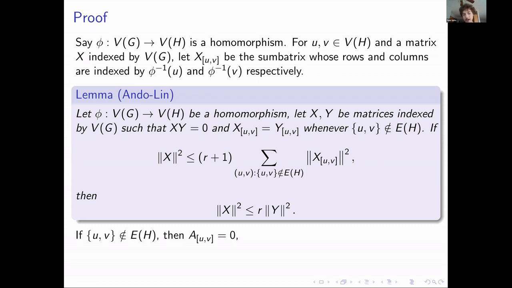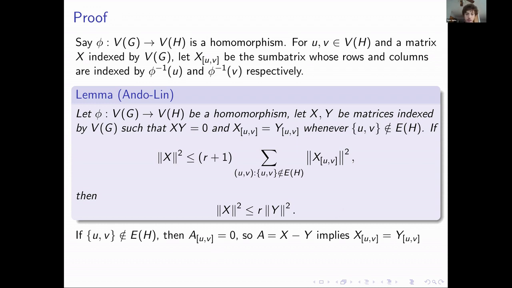The observation is that if we have a non-edge of H, then the UV block of the adjacency matrix is going to be 0. The point is that if there was some edge in this UV block, then you would have to map to an edge of H because you were considering a homomorphism. This is just the homomorphism property, basically rewritten. So now, whenever we have two matrices X and Y with A equal to X minus Y, we're going to get for free that their UV blocks have to be equal to each other.